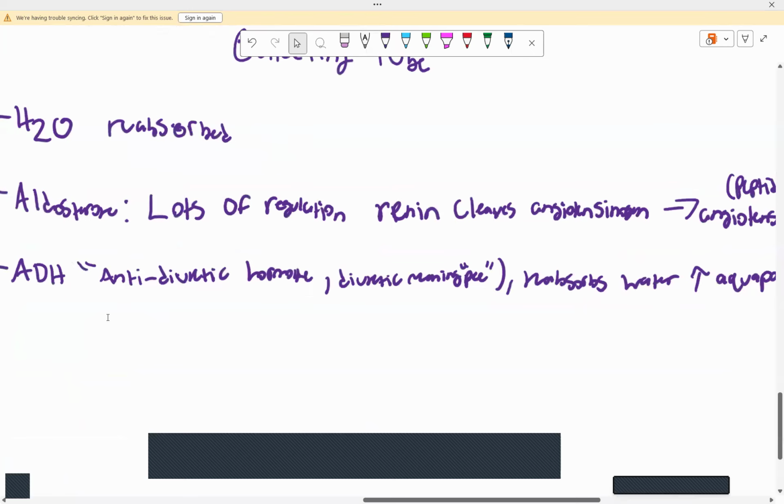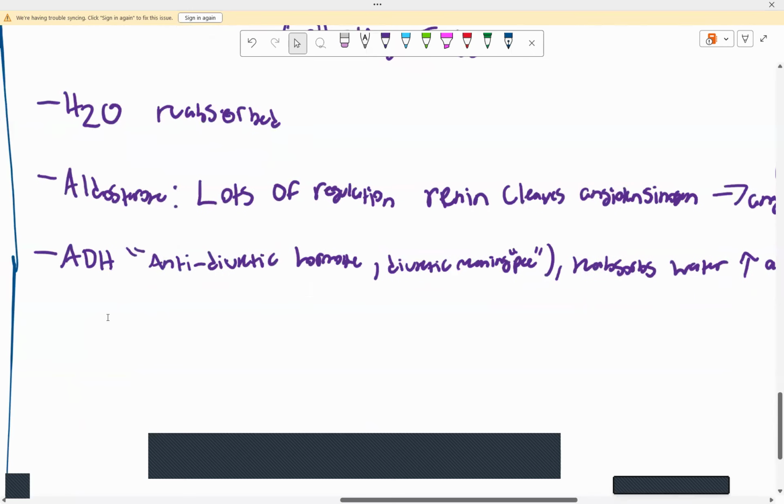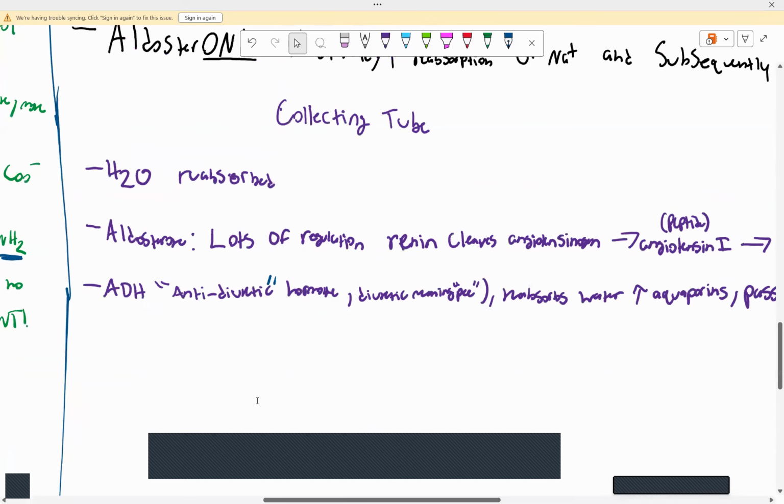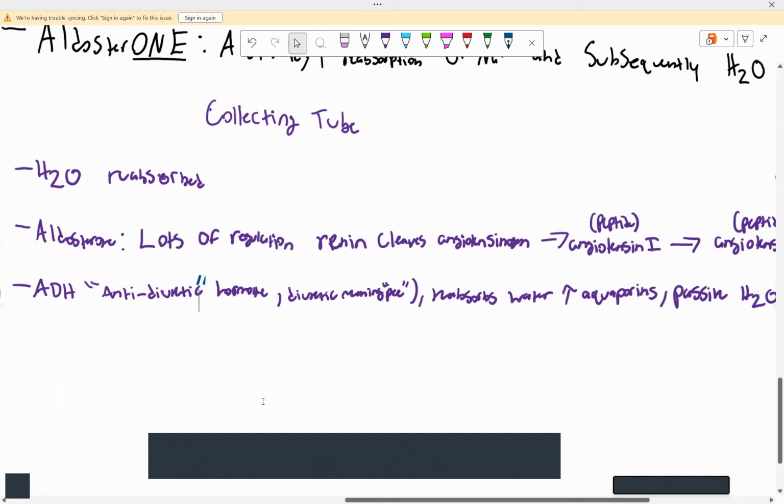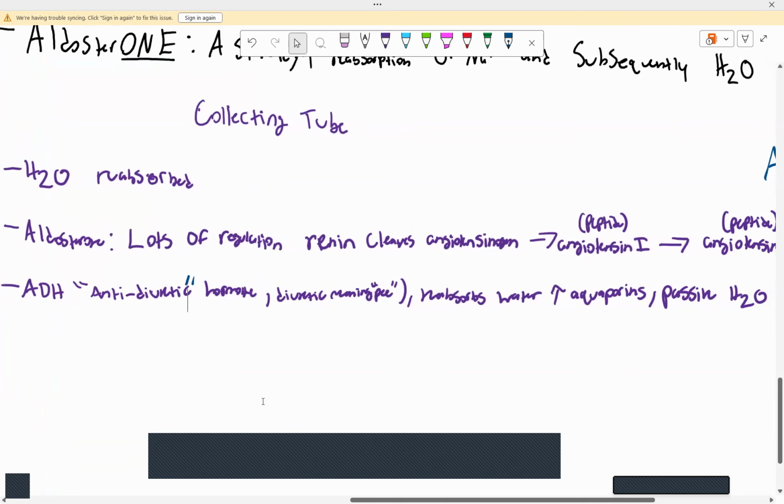And then ADH, which stands for antidiuretic hormone. Diuretic, I like to think of as peeing, so anti means you're stopping peeing. That means water is going to get reabsorbed. This does it through a different pathway, and it is a peptide hormone.